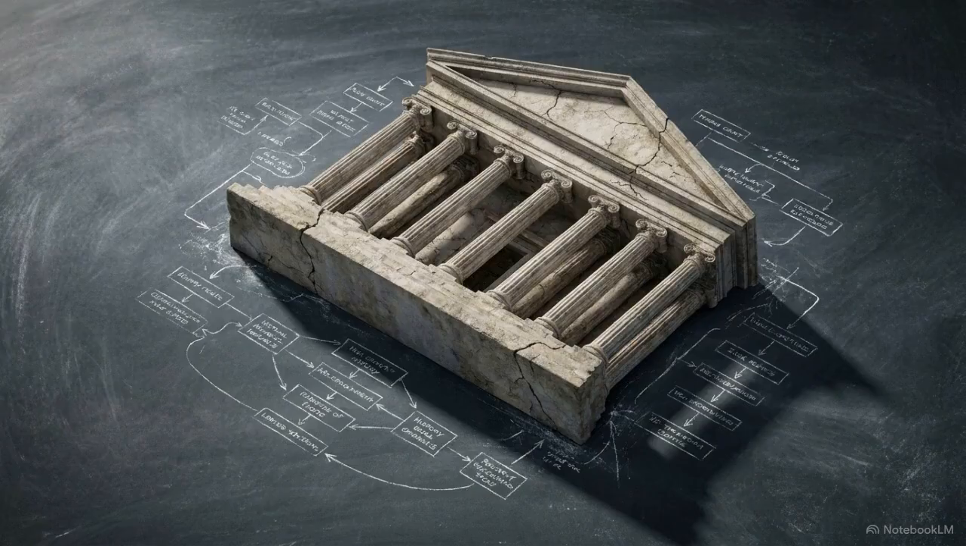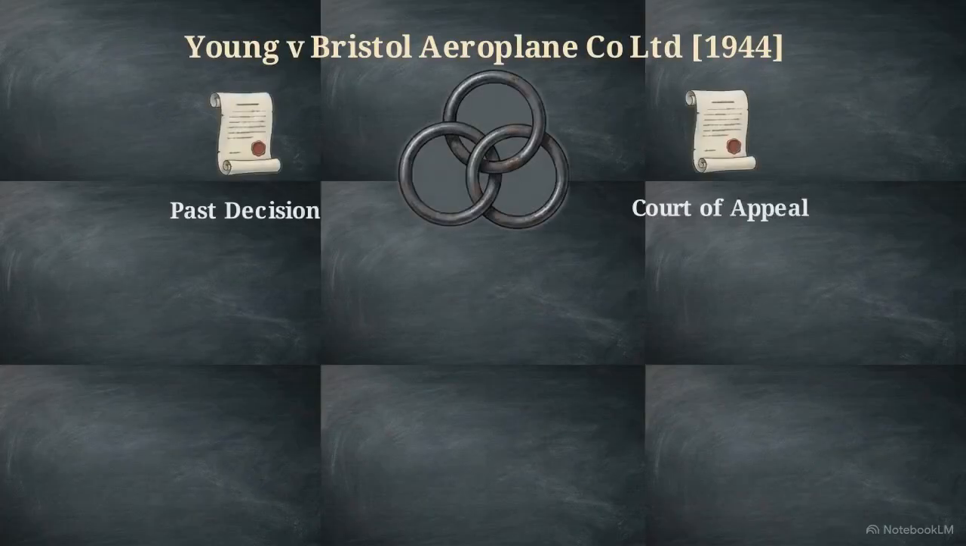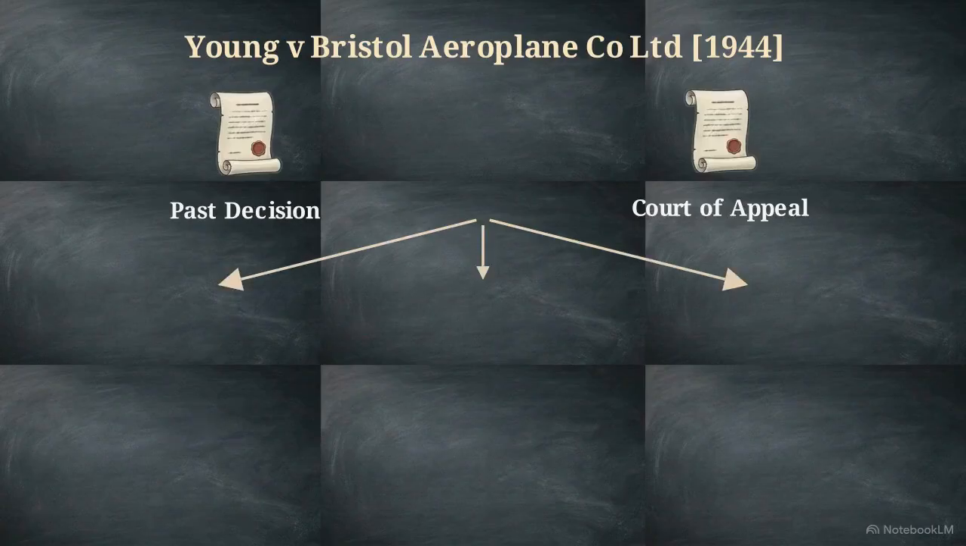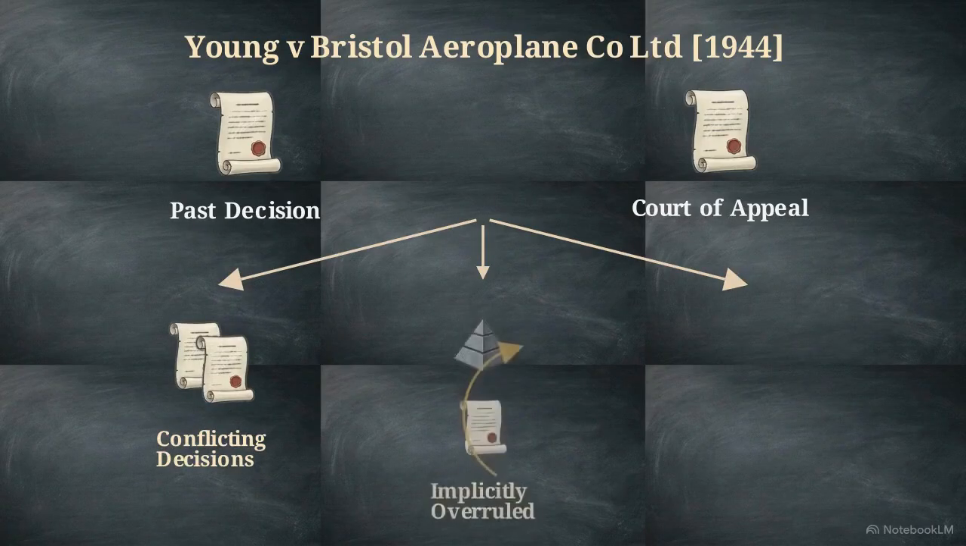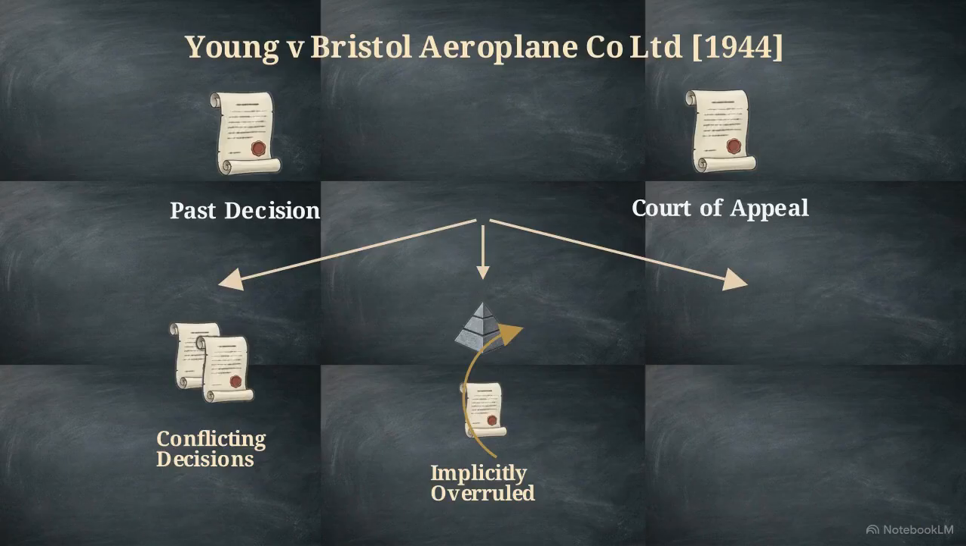Moving one tier down, the Court of Appeal faces tighter restrictions. To maintain commercial and civil stability, it remains strictly bound by its own past decisions. However, in the case of Young v Bristol Aeroplane, the court established strict lateral exceptions to this rule. The Court of Appeal can break its own chains if two of its past decisions conflict, if a ruling has been implicitly overruled by the Supreme Court, or if the past decision was made per incuriam, meaning through carelessness or ignorance of a binding statute.